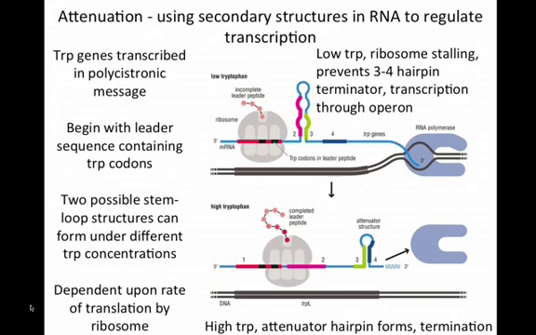This is your attenuator. This one stops gene expression and kicks off RNA polymerase. This one allows RNA polymerase to pass through and transcribe the whole operon, which contains all the genes for tryptophan biosynthesis. And it's logical, right? Low tryptophan, you want transcription. High tryptophan, you don't. Okay? Any questions about this? It usually generates a lot of questions.